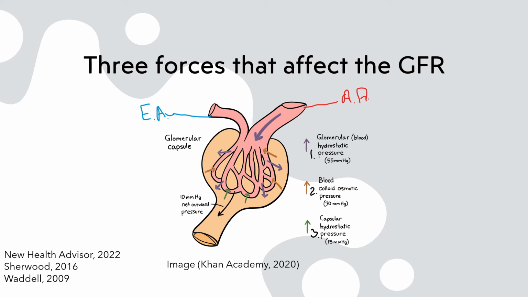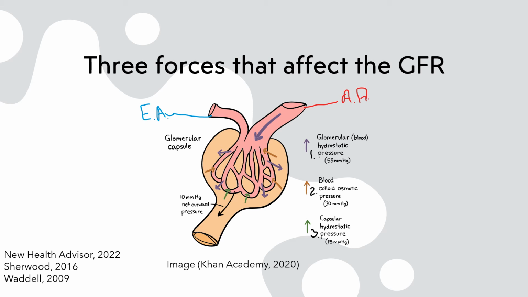The third force that affects GFR is called capsular hydrostatic pressure, or Bowman's capsule hydrostatic pressure. That is the pressure that is exerted within the glomerular capsule, and it goes against the fluid coming out of the glomerulus. In other words, it pushes fluid out of Bowman's capsule and into the tubules. The pressure exerted on this one is somewhere around 15 millimeters of mercury. This is also an opposing force on the glomerular pressure. So two of these forces, the blood colloid osmotic pressure and the capsular hydrostatic pressure, are opposing forces against the glomerular hydrostatic force.